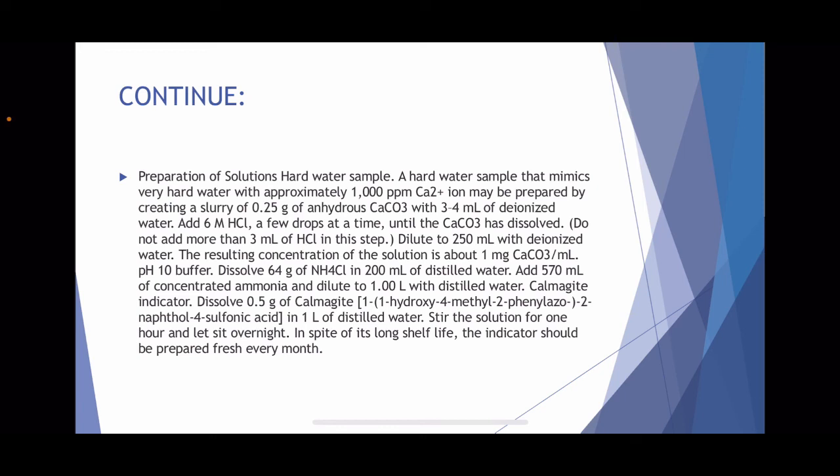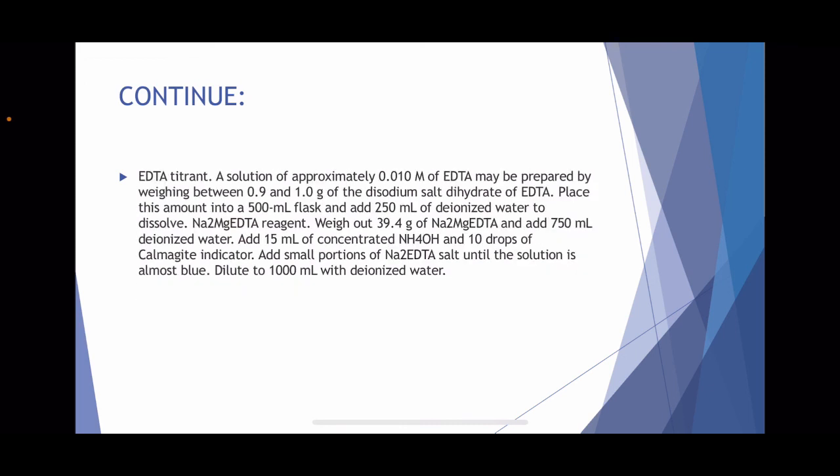pH 10 buffer. Dissolve 64 grams of NH4Cl, ammonium chloride, in 200 ml of distilled water. Add 570 ml of concentrated ammonia and dilute to 1 liter with distilled water. Calmagite indicator. Dissolve 0.5 grams of calmagite in 1 liter of distilled water. Stir the solution for 1 hour and let sit overnight. In spite of its long shelf life, the indicator should be prepared fresh every month. The shelf life of calmagite is way higher than that of Eriochrome Black T. That's why it is better when it comes to doing complexometric titrations.